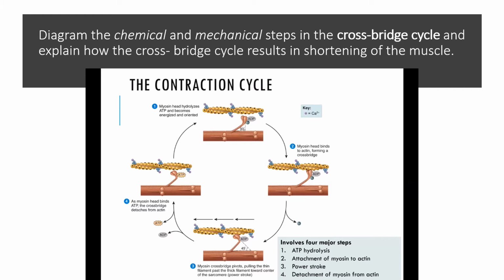Learning Objective 5 from Class 11, Skeletal Muscle EC Coupling and Mechanics of Contraction. Diagram the chemical and mechanical steps in the cross-bridge cycle and explain how the cross-bridge cycle results in shortening of the muscle.